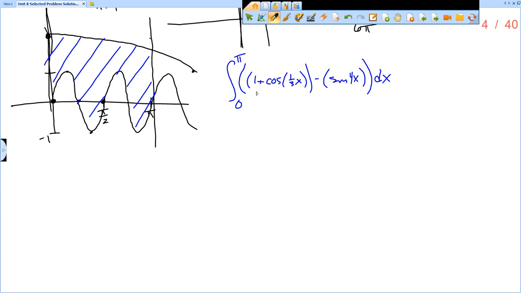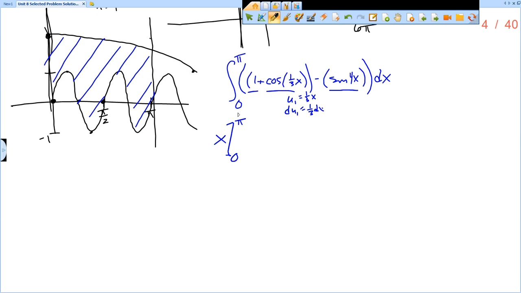Now, the parentheses really don't do anything for me. I have three separate integrals. So the first integral, I can just integrate. I'm going to get x, and I'm going to evaluate from 0 to pi. Okay, the next one, cosine of 1/3 x. I'm going to need a u. So I'm going to write u sub 1 equals 1/3 x, and du sub 1 equals 1/3 dx.